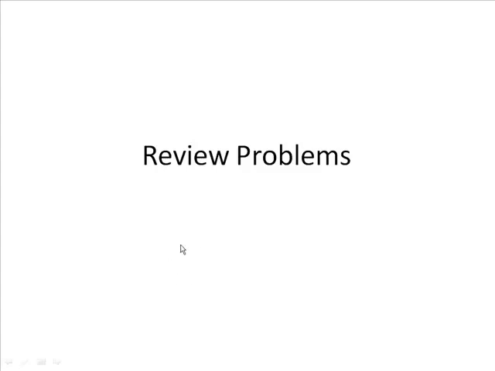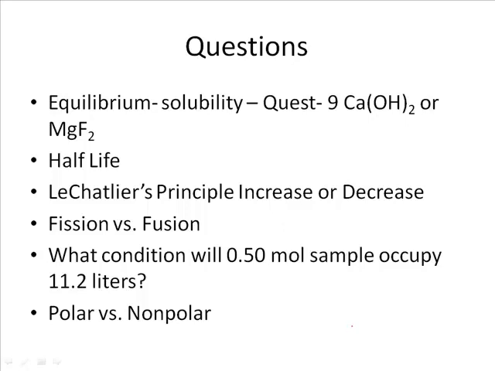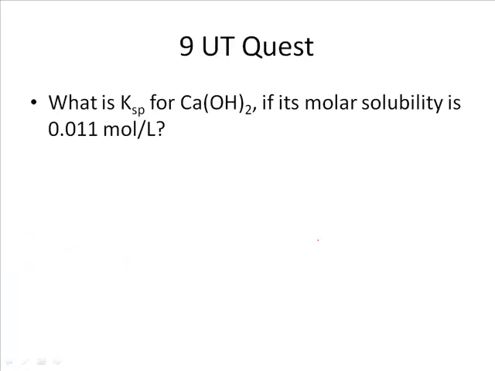We're going to look at review problems for the final exam. Again, these come from all sorts of different sources that you guys selected. So the first question is going to be on equilibrium, specifically solubility, number 9 on Quest. And then we'll look at half-life, Le Chatelier's principle, fission versus fusion, a question from the multiple choice review about which condition will 0.5 moles of sample occupy when it has 11.2 liters, and then polar versus non-polar. So the first question is from UT Quest.